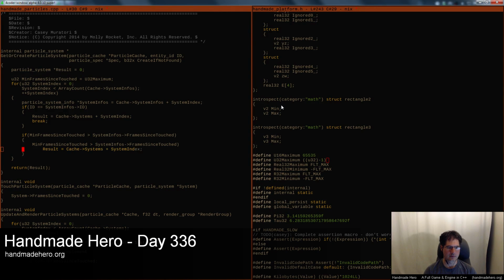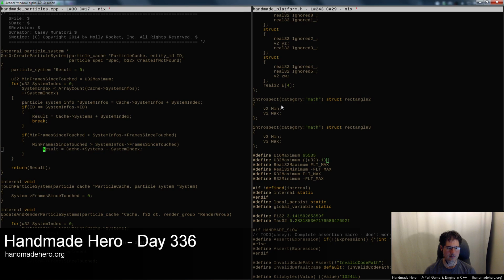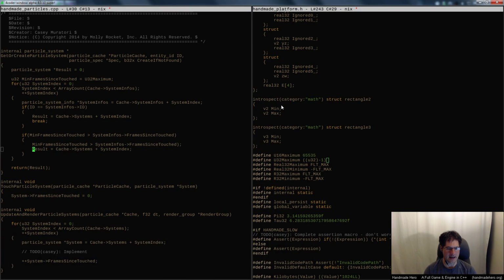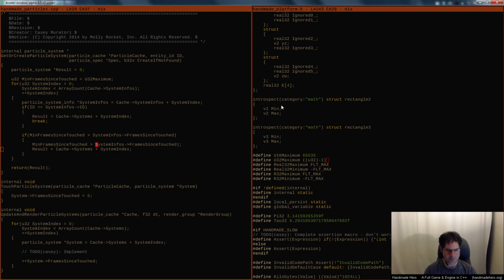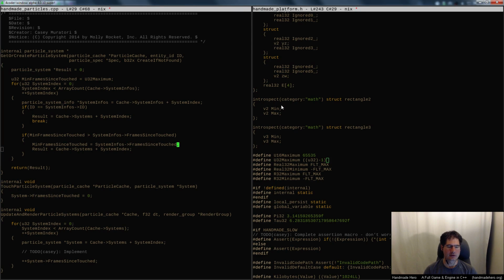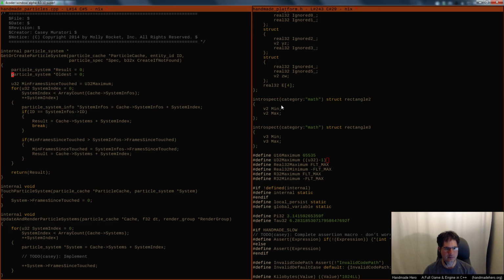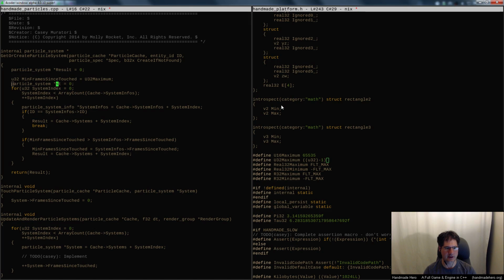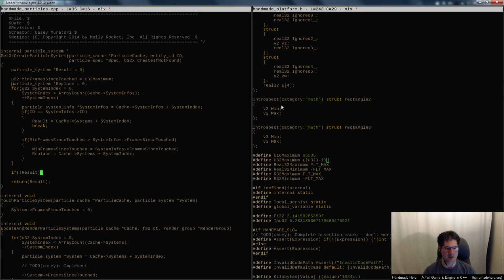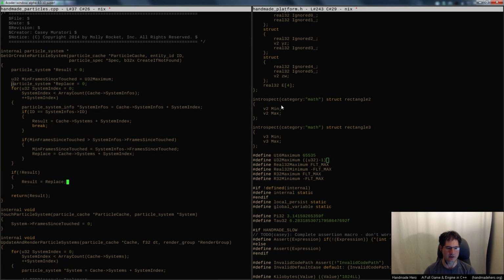So we would do that, right? Essentially we're saying, hey, we want to go ahead and track which one has been the oldest. And then when we fall out, I probably want to do it this way, or maybe just call this replace. We'll take replace. So if we come down here and we didn't find one, we just use the one that we're going to replace.